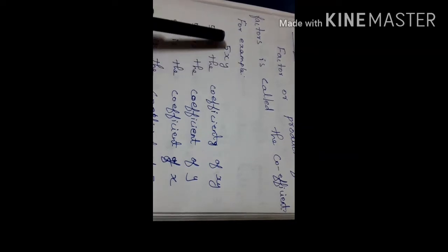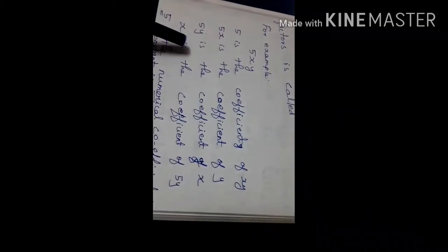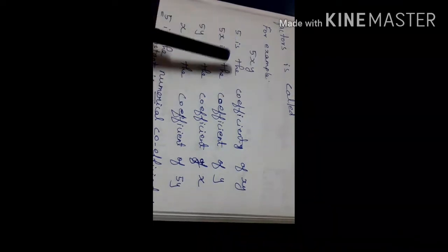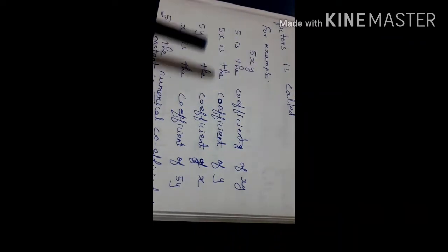If you want to find the coefficient of xy, it is 5. So 5 is the coefficient of xy, 5x is the coefficient of y, and 5y is the coefficient of x. Like that, x is the coefficient of 5y, and y is the coefficient of 5x. Like that we can write.